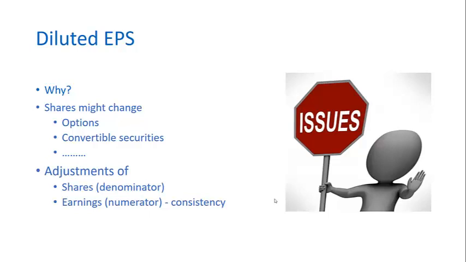So for example, if you have convertible securities which are paying interest now, if you're going to add the shares being issued from those securities, you need to adjust that in the number of shares. But to the extent that when the convertible securities get converted, the interest is no longer payable, you're also going to have to adjust that into the earnings number, the numerator as well. That's to ensure that we have consistency.